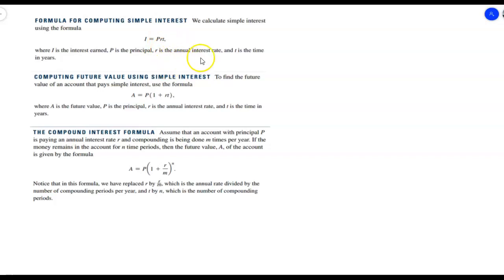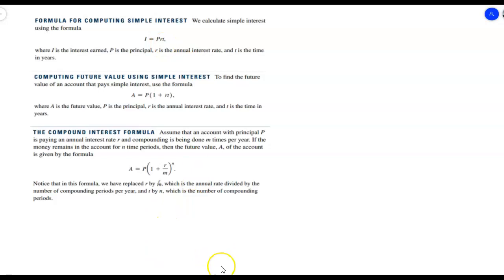The R is the annual interest rate, and we will put that into decimal form, not percentage form. And then T is the time in years. So if it's 2 years, T would be equal to 2. If it was a year and a half, T would be equal to 1.5. So you have to convert your time to years in order to use this formula.